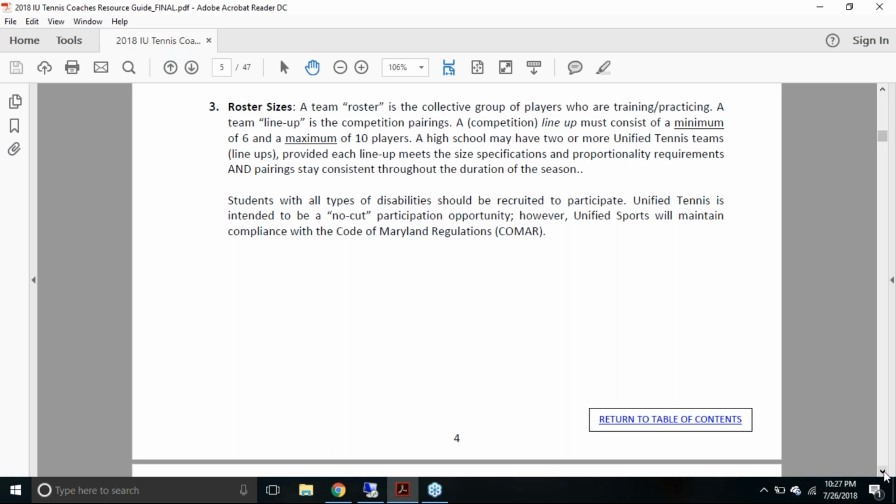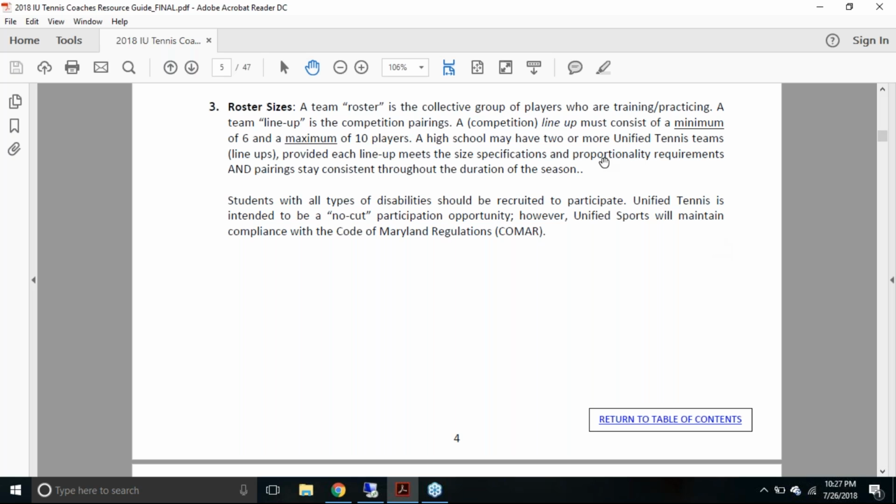A high school may have 2 or more unified tennis team lineups, provided that each lineup meets the size specifications and proportionality requirements, and that pairings stay consistent throughout the duration of the season. Students with all types of disabilities should be recruited to participate. Unified tennis is intended to be a no-cut participation opportunity.